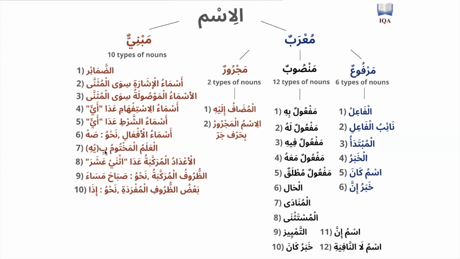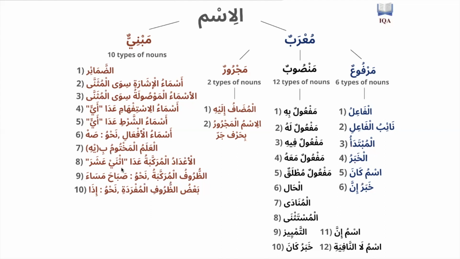Al-alam al-makhtum bi way. Okay? Yani like sibaway and so on and so forth. So all proper nouns that are ending with way, like sibaway and nouns like him, those nouns are all mabni also. Whether they be Arabic nouns or non-Arab nouns, doesn't matter. If it's a proper name and it's ending with way, it's going to be mabni, like sibaway is mabni.